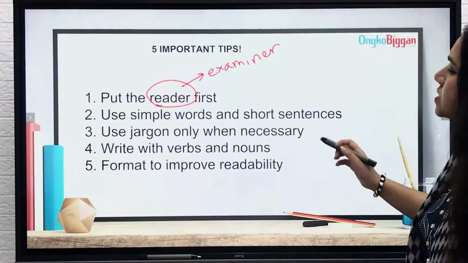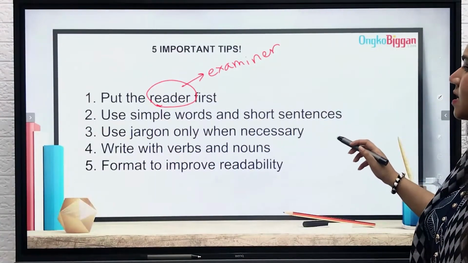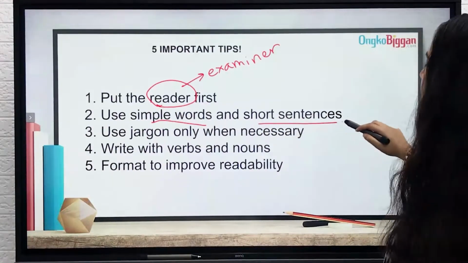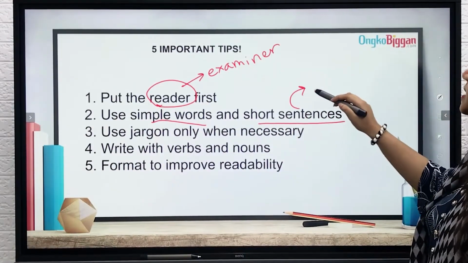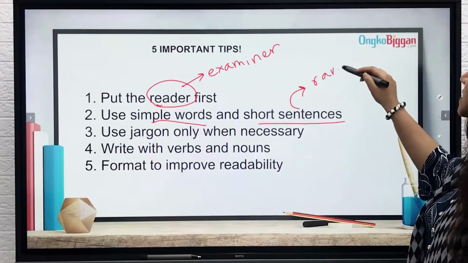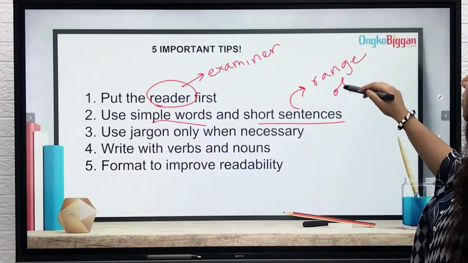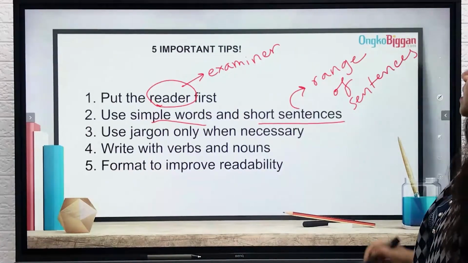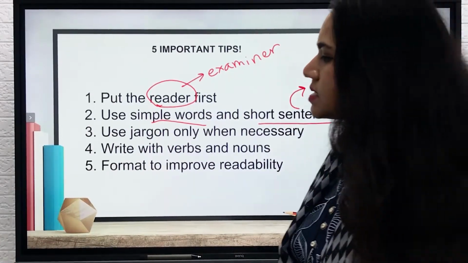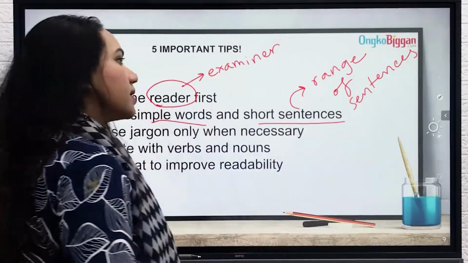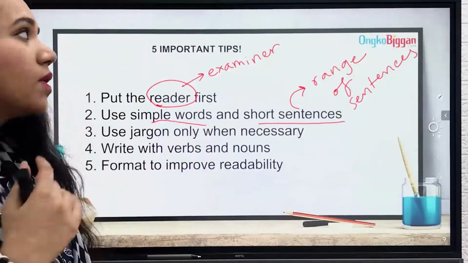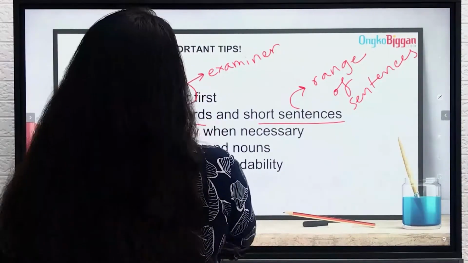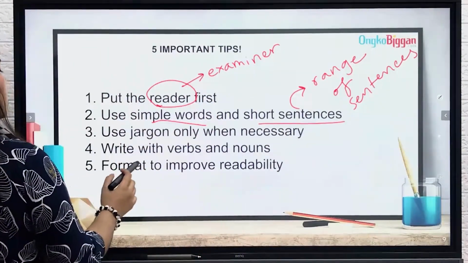Then we see number two, use simple words and short sentences. However, by simple words and short sentences, I do not mean only these. I also mean use a range of sentences, okay? What does the word range of sentences mean? In our next classes, we will be seeing that there are many different types of sentences which are simple, complex, compound, and more. So whenever we write an essay, we have to make sure we write a combination of all of these sentences. Use jargon only when necessary.